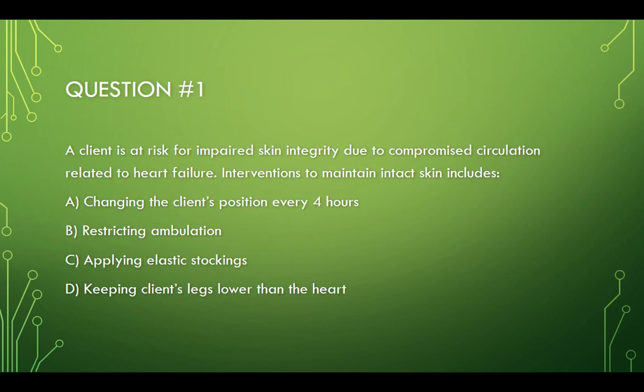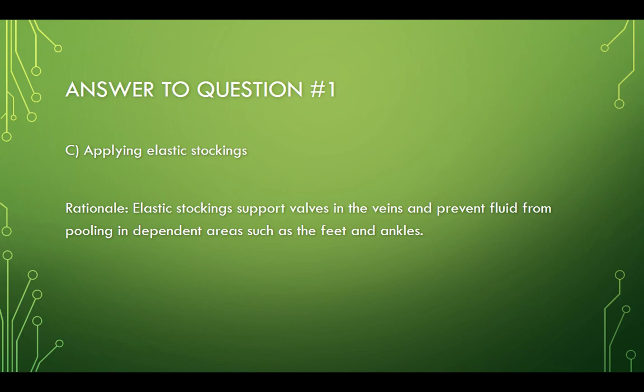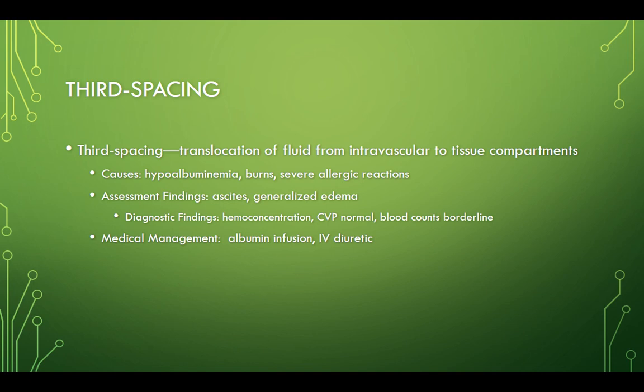Question 1. A client is at risk for impaired skin integrity due to compromised circulation related to heart failure. Interventions to maintain intact skin include A, B, C, or D. You have to think about that for a minute. The answer is C, apply elastic stockings, because that supports the valve and pushes the fluid from pooling in dependent areas.